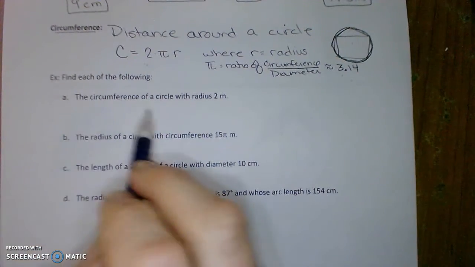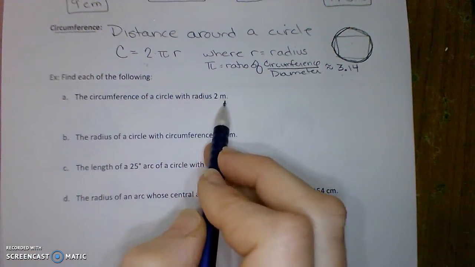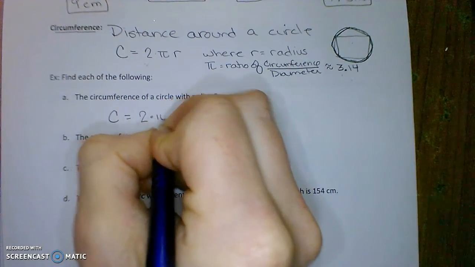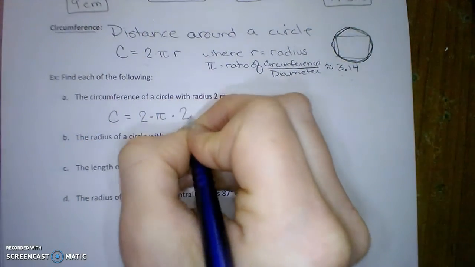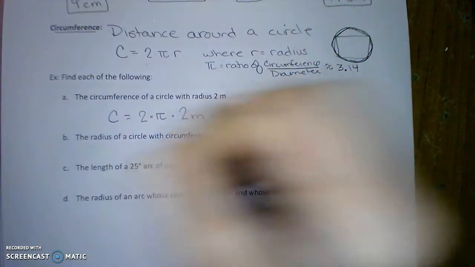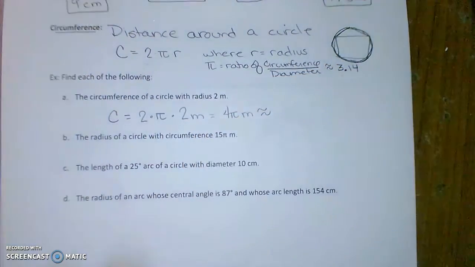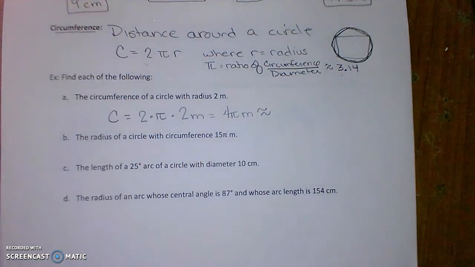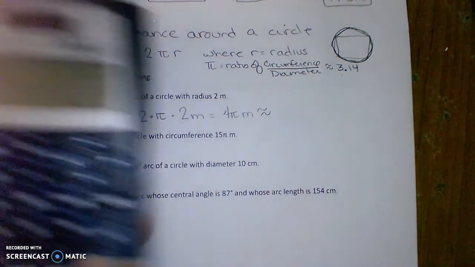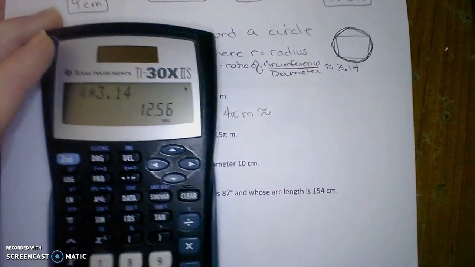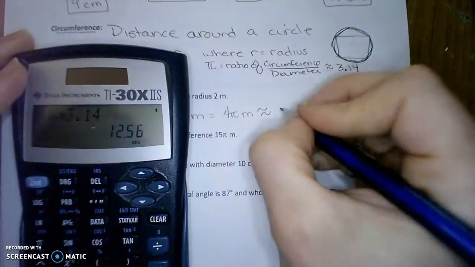Let's find the circumference of a circle whose radius is 2 meters. So the circumference will be 2 times pi times 2 meters, which gives me 4 pi meters, or approximately, and here I can go ahead and use 3.14 as the approximation for pi, so I do 4 times 3.14, which would be 12.56 meters.